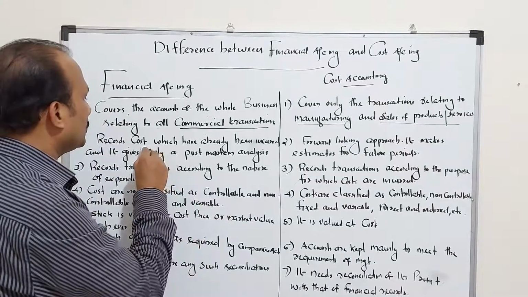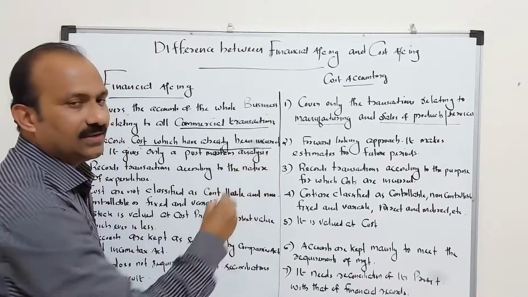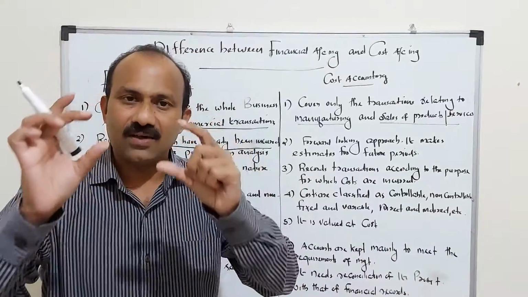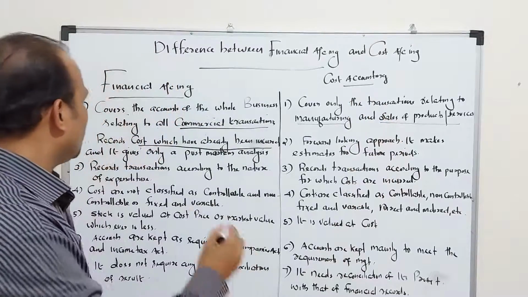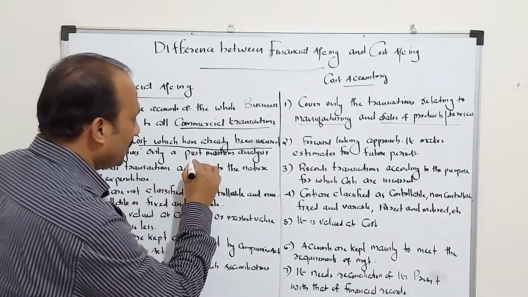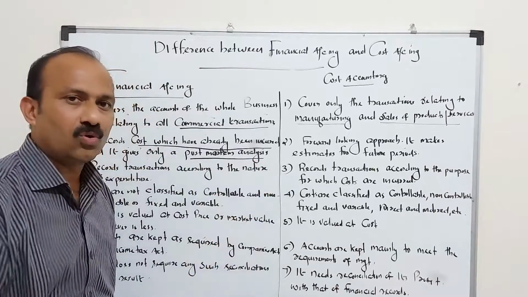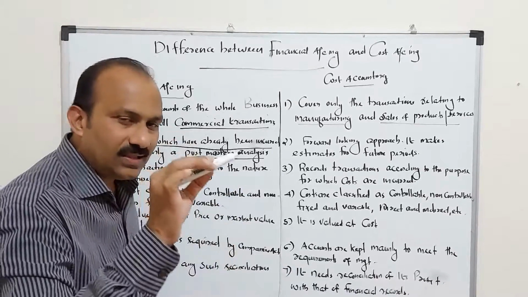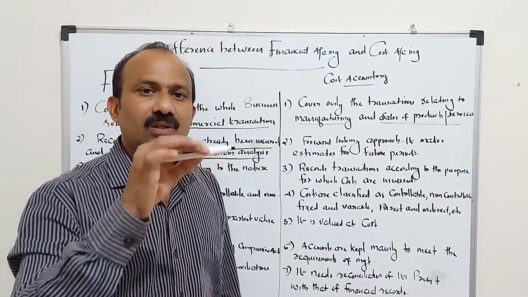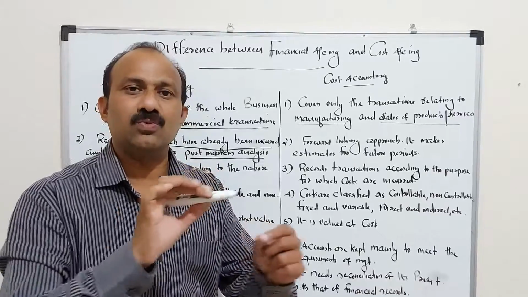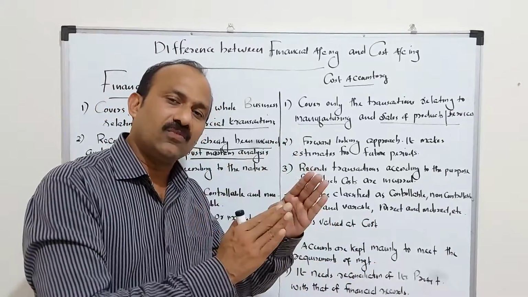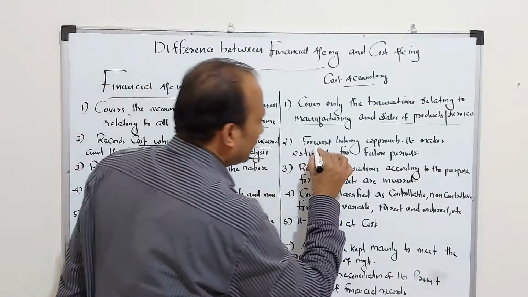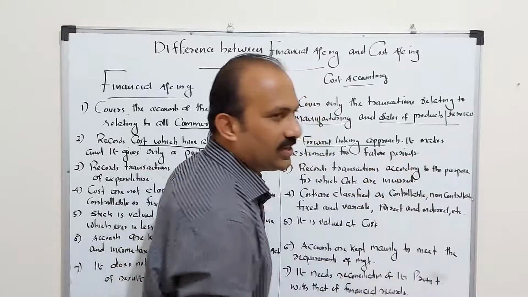Number 2, costs which have already been incurred. The transactions or the costs which have already been incurred should be taken into consideration. That means a post-mortem report or post-mortem analysis. What is the post-mortem analysis? Only when an expense is incurred will we take it into consideration. That is known as post-mortem. We will always refer to the previous information. That is post-mortem analysis. But here, it is always a forward-looking approach.